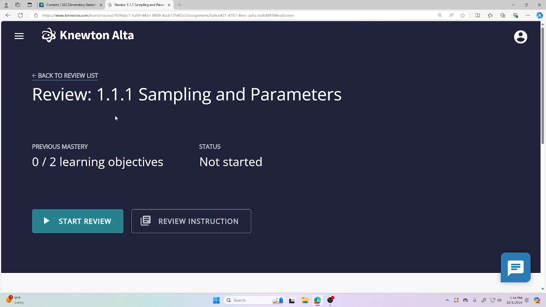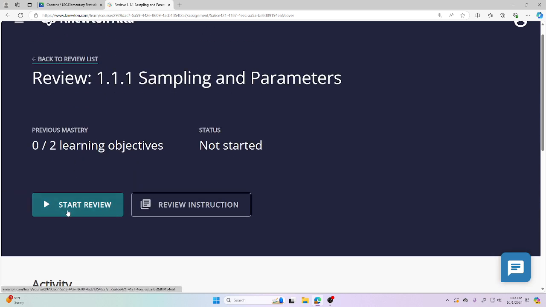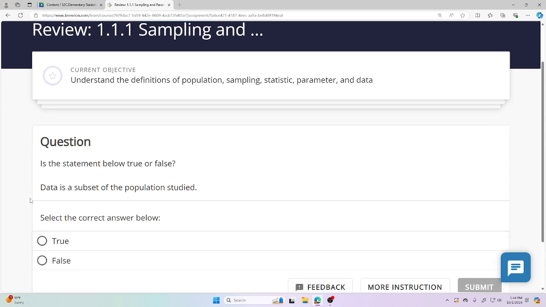Now notice I click on 1.1 and at the bottom they have individual objectives. That basically means that from 1.1 we have 2 questions on our exam. You'll get this one, you'll get that one. And it's kind of spread out. You're going to get this randomly and that randomly, and it might not be exactly the same, but it will be that topic. So I'm going to do start review. And let's just go through it.